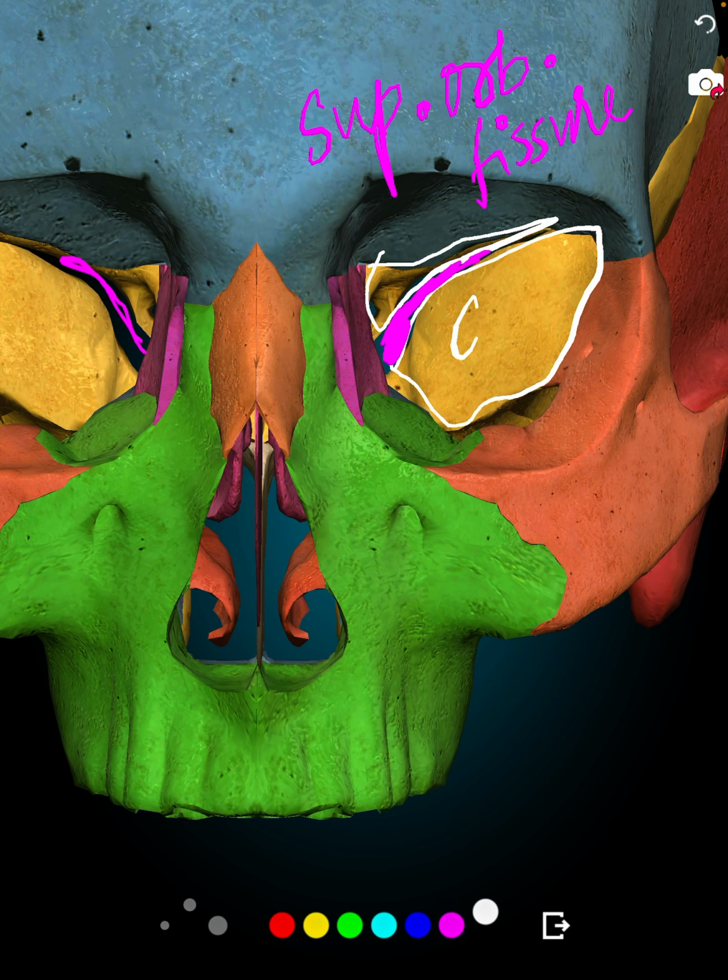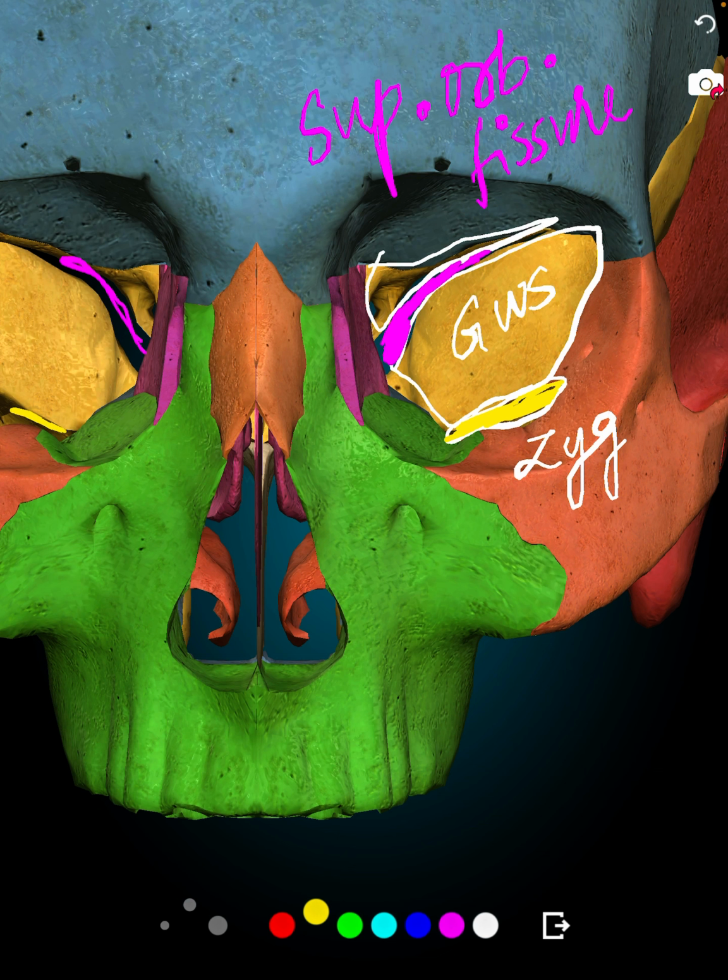Okay, now below the greater wing of sphenoid and between the zygomatic bone, you have another vacant space. See the space that I am highlighting in yellow over here, this area. Okay, so that is going to be your inferior orbital fissure. Where is the inferior orbital fissure? It is in between the greater wing of sphenoid and your zygomatic bone.